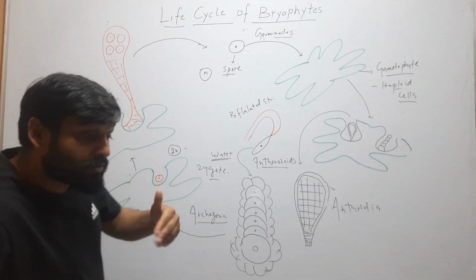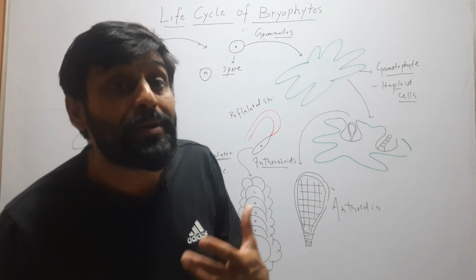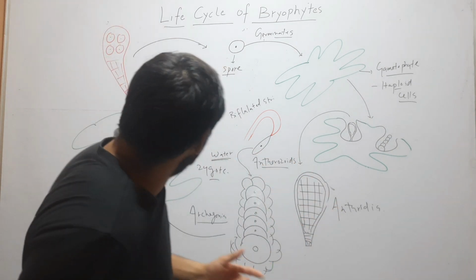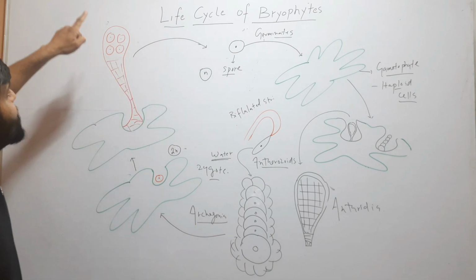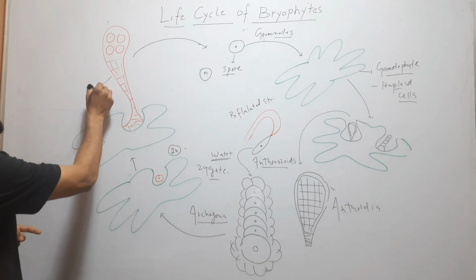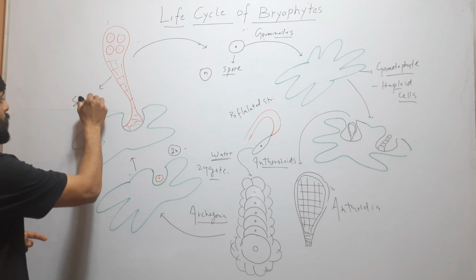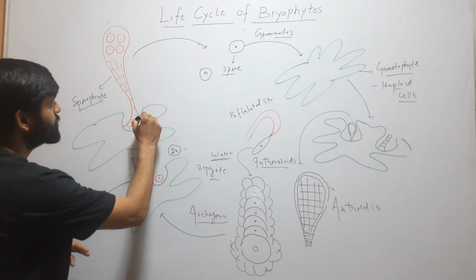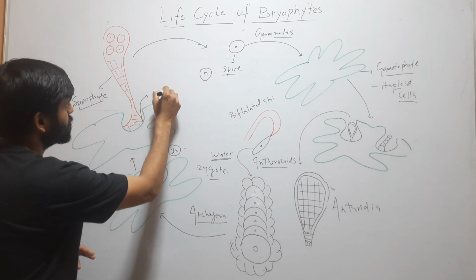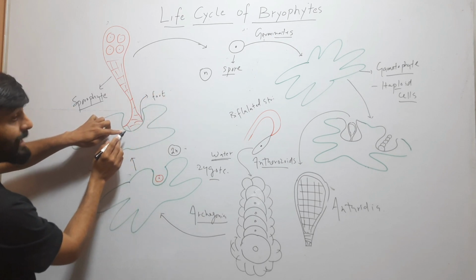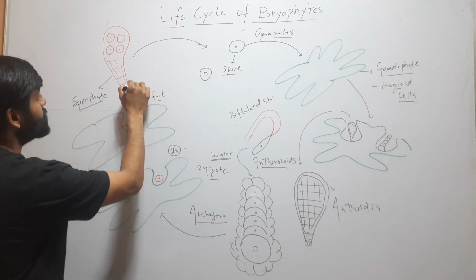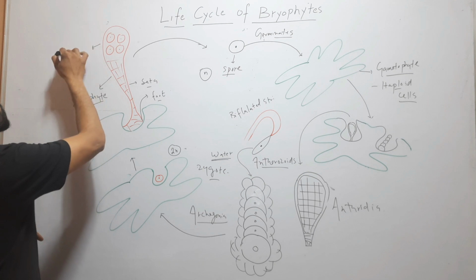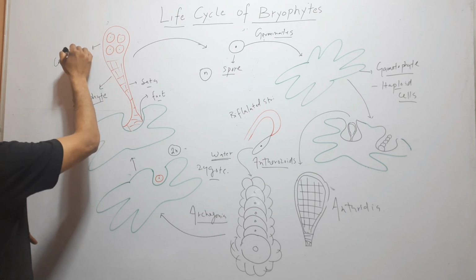This zygote will divide by mitosis and form a structure. Initially it divides and forms an embryo, then from the embryo to a very large elongated structure that is called the sporophyte. And this sporophyte consists of a foot. This portion, the region which is attached to the gametophyte, is called the foot. This elongated portion is called the seta, and this rounded upper portion is called the capsule.